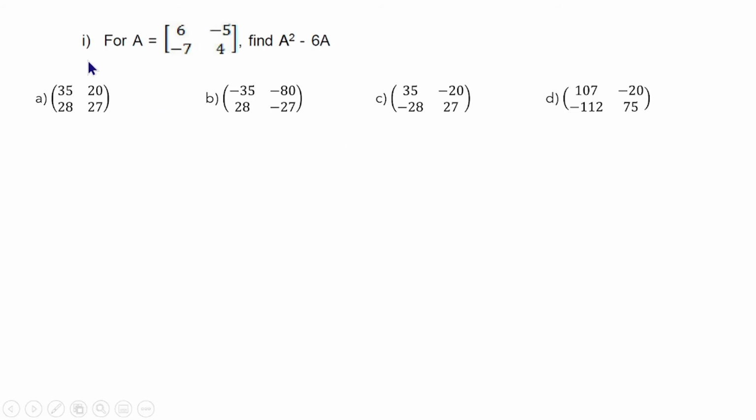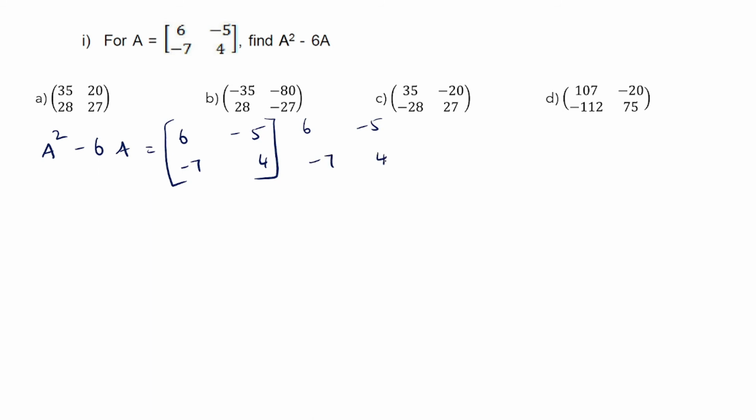Next question: for A equal to [6 -5; -7 4], find A square minus 6A. So we have to check which of these four options is correct. So let us find A square minus 6A. First, to find A square minus 6A, we need to have A into A minus 6A. So it is [6 -5; -7 4] into [6 -5; -7 4] minus 6 into A, [6 -5; -7 4].